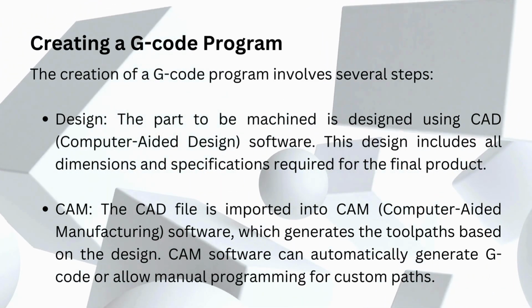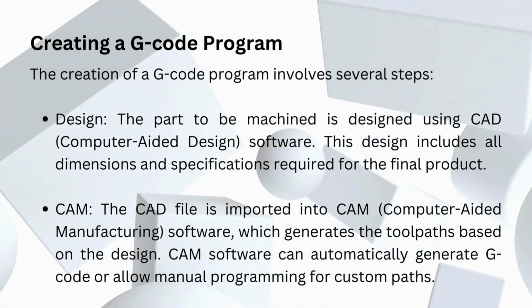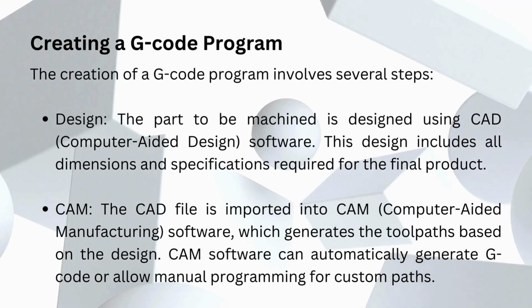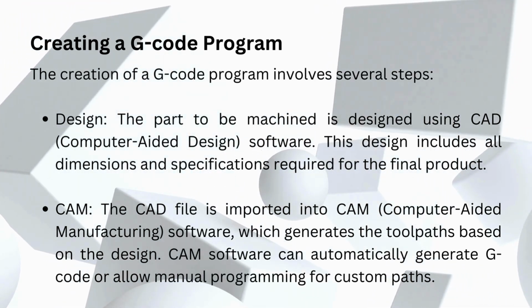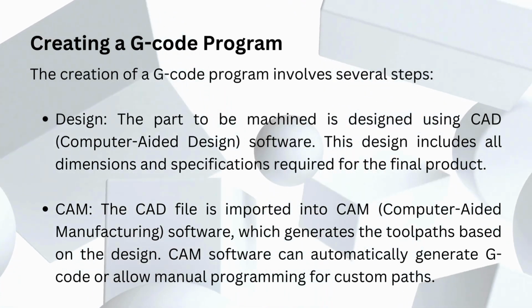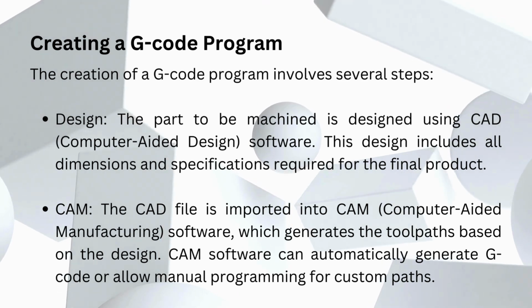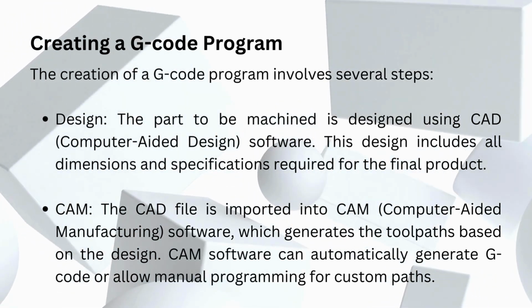Creating a G-code program. The creation of a G-code program involves several steps. Design. The part to be machined is designed using CAD, computer-aided design, software. This design includes all dimensions and specifications required for the final product.